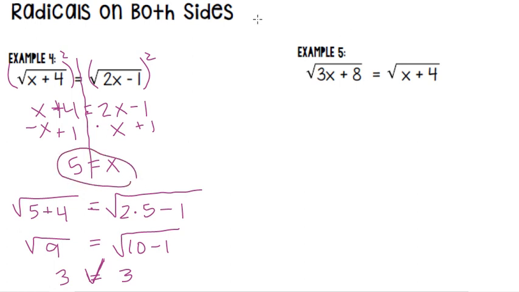All right, so moving on to example 5 here, we have pretty much the exact same situation. I've got an entire expression under a square root, an entire expression under a square root. So I'm just going to square both sides.